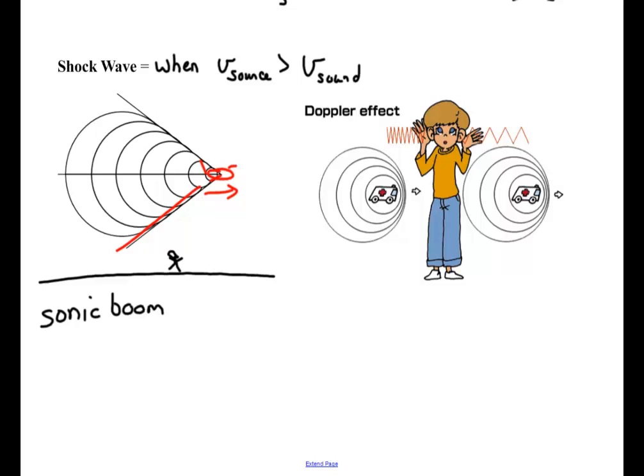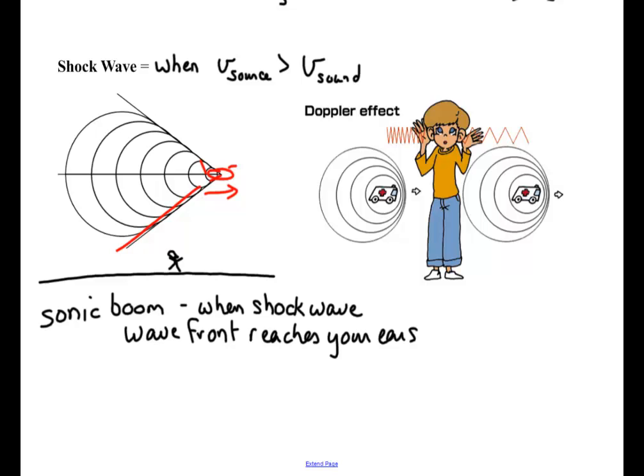So when you hear a sonic boom, it is not an indication that the plane is just now going faster than the speed of sound. It's an indication that that leading wavefront created by its traveling through the air has just crossed your path. Again, a sonic boom is simply when the shock wavefront from the object traveling faster than the speed of sound reaches your ears.